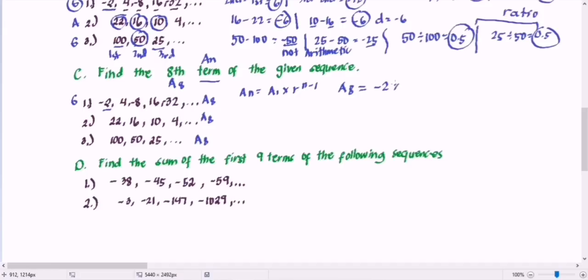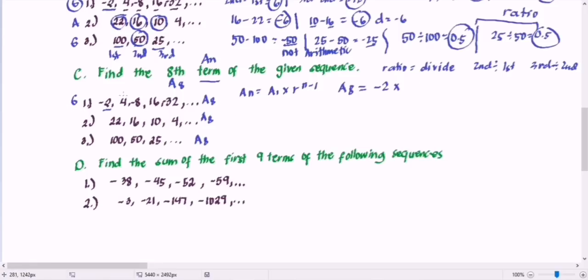Then, lagay nyo times. Then, lagay nyo yung r. R is the common ratio. Ibig sabihin, kung wala pa kayong common ratio, magdi-divide lang kayo. Pag sinabi natin ratio, that means divide. Second divided by first. Tsaka third divided by second. So, dapat meron magkapares yan kasi napatunayan natin geometric yan eh.